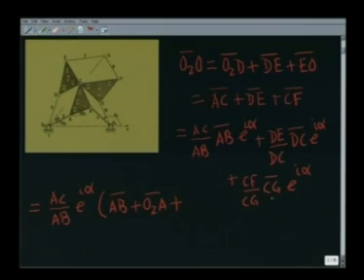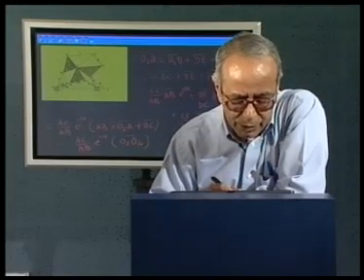That leaves me with this vector CG, which is the same as BC, because CG and BC are of equal length and they remain parallel. So, I write this as BC, which means the vector O2O finally comes out as AC by AB e to the power i alpha. The summation of these three vectors, namely O2A plus AB plus BC, is nothing but the vector O2O4. So, this vector O2O is vector O2O4 into AC by AB into e to the power i alpha.